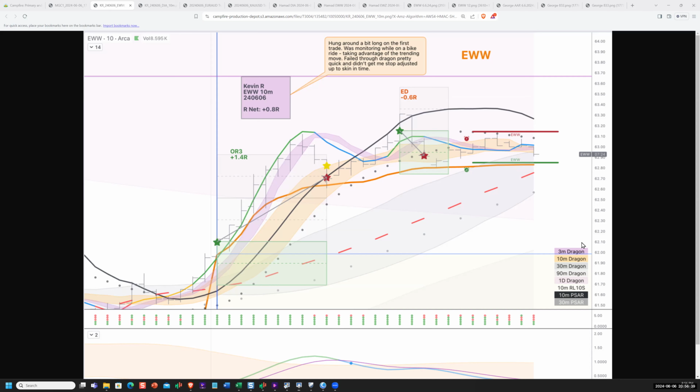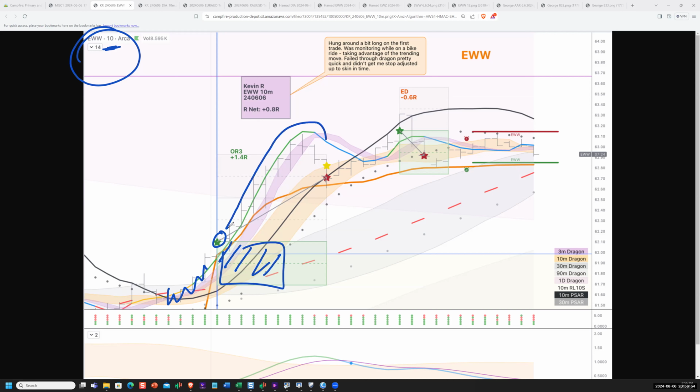This is Kevin, and he's working on EWW on the 10-minute. This was yesterday's close, continues its breakout. He puts a standard risk on it. Triggers here, but gets filled there for 1.4R.